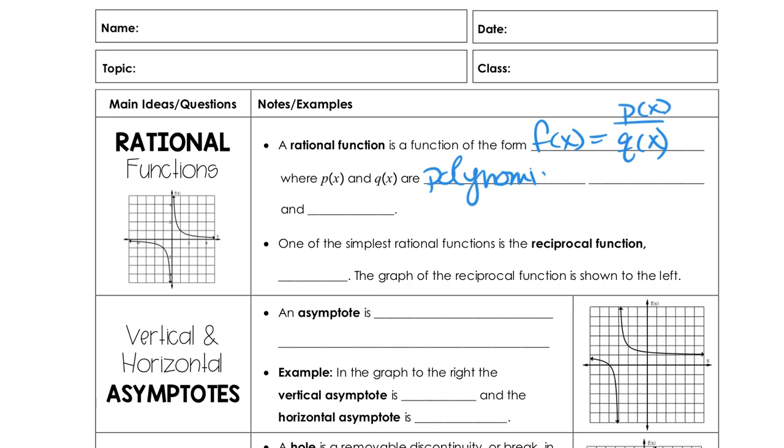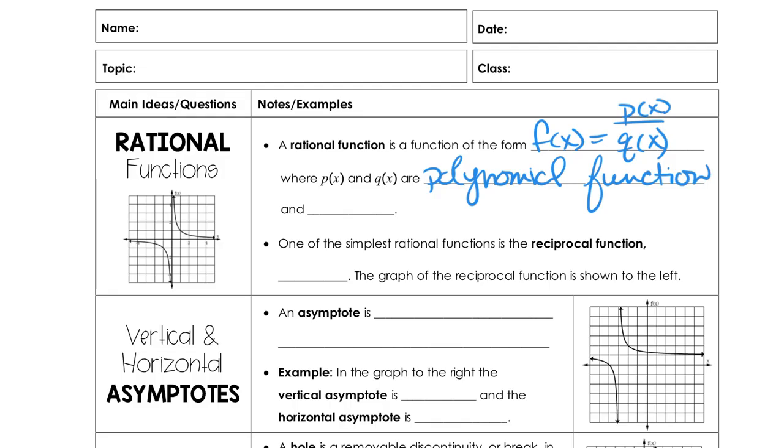So they're just regular equations. They just look like a fraction. They're set up with a numerator and a denominator. Each numerator and denominator has their own unique function, their own unique features.